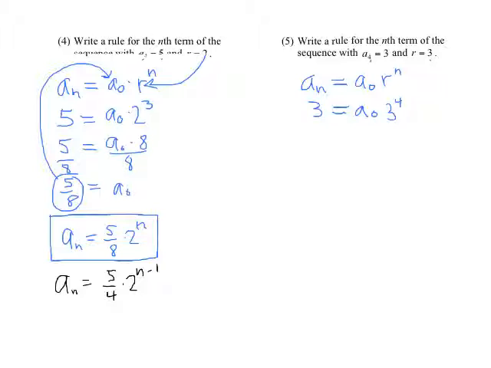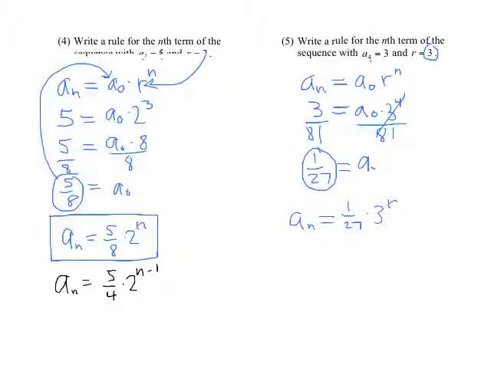And after solving this, 3 to the 4th is 81. And so if we divide both sides by 81, then we get that the 0th number in the list is 3/81. 3/81 is the same thing as 1/27. And so combining the 1/27 with the 3, we can write a template, or write a rule, excuse me. an is equal to 1/27 times 3 to the nth power.